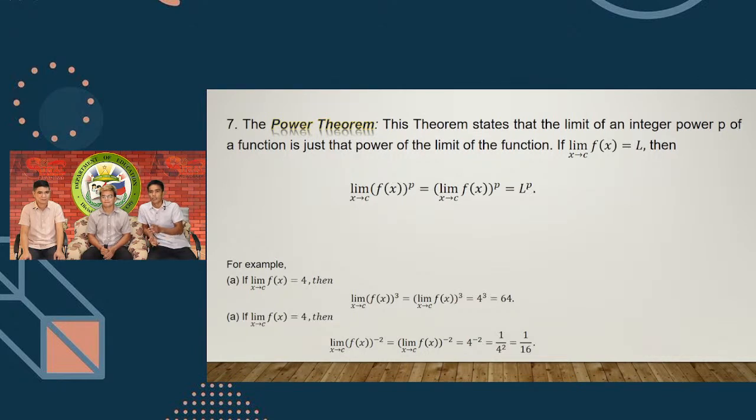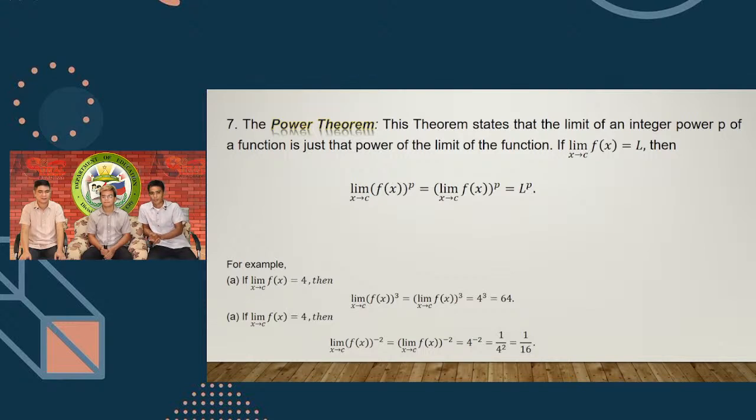So if the limit of f of x as x approaches c is equal to L, then the limit of f of x raised to the power of P as x approaches c is equal to the limit of f of x as x approaches c, to the power of P. That is equal to L raised to the power P.